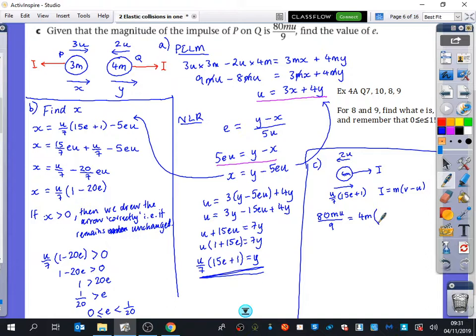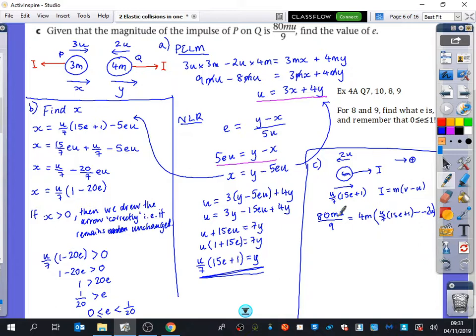Now it's v, which direction are we taking as positive? Yeah, we're going to take this direction as our positive direction. So it's going to be u over 7, (15e plus 1), minus 2u. Okay, looks like there's going to be some things that can cancel. Anything you can cancel straight away? Pardon? We can cancel the u, but it's a bit tricky to see that you've got a u here and a u here and a u here.